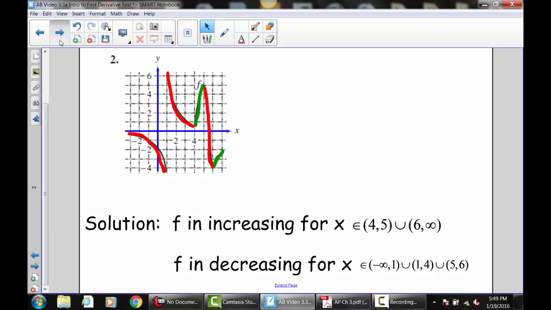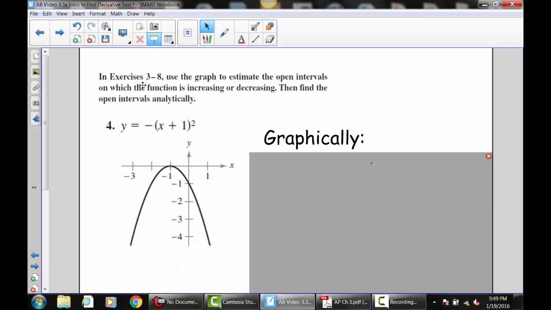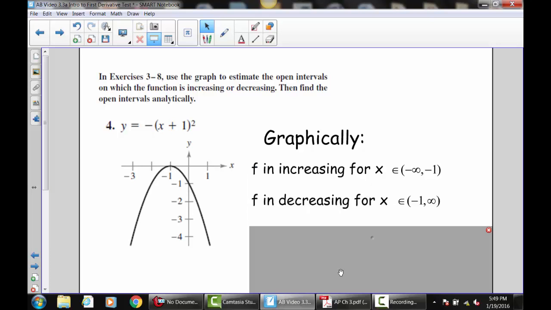Okay, so that's important. Exercises 3 to 8, use the graph. Again, they give you the graph, and this time they also give you the function, to estimate the open intervals on which the function is increasing or decreasing and then find those open intervals analytically. Because you've been given the picture, you can easily see the function is increasing from negative infinity to x equals -1, and then decreasing from x equals -1 to infinity.